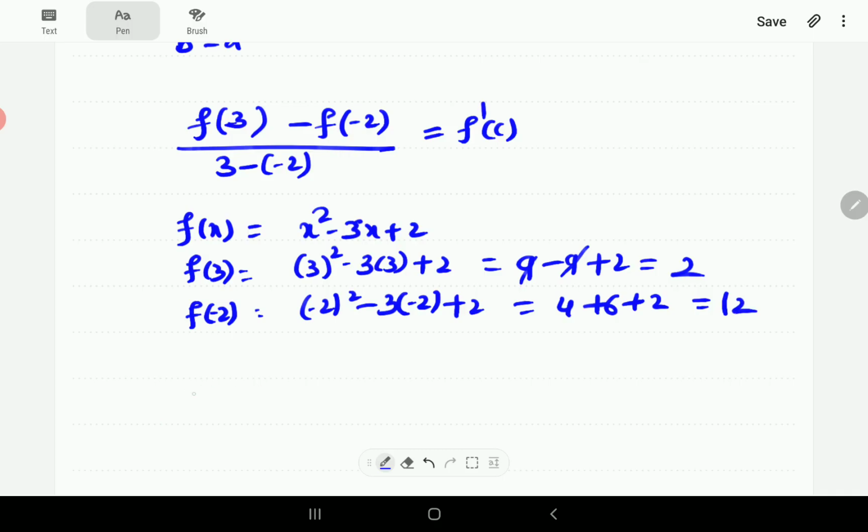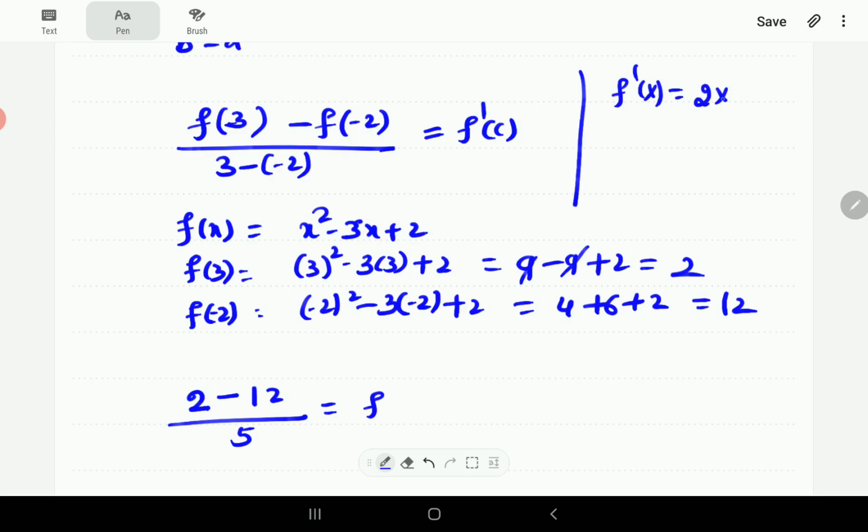Now substituting these values, f of 3 is 2 and minus 12, upon 3 plus 2, that is equal to 5, which is equal to f dash of c. Let me also take out our f dash of x. Our f dash of x is 2x minus 3. So our f dash of c will be, wherever x is there, put c. So it is 2c minus 3.